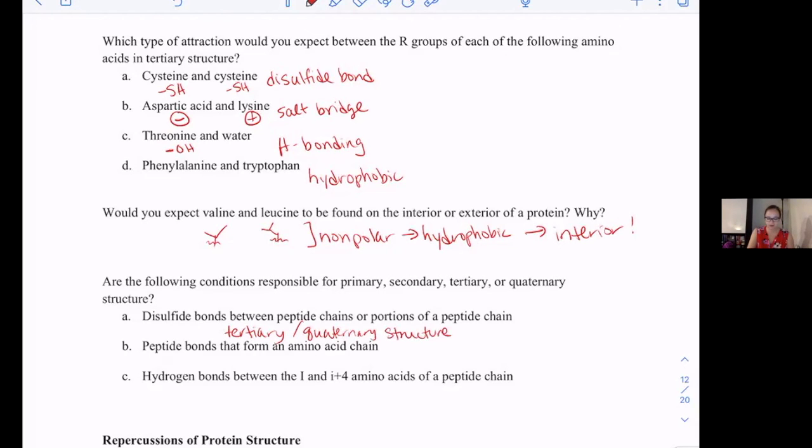Number B, peptide bonds that form an amino acid chain. So this is how peptide bonds forming together gives us our primary structure. That is the order of our amino acids. Hydrogen bonds between I and I+4 amino acids of a peptide chain. So that is what our alpha helix is. So this is going to be secondary.